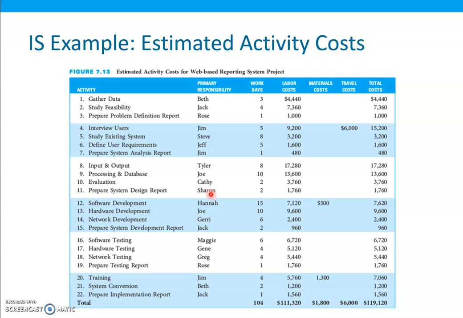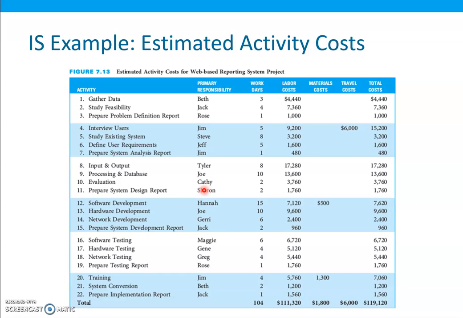Beth worked with the human resources team to use the hourly wage for each of the employees to determine the labor costs for each of the web-based reporting system project activities. And Beth and the project team estimated the cost associated with traveling to complete the interviews with the users, which is $3,000. The price of the packaged software, $500, and the cost of the training materials, $1,300.